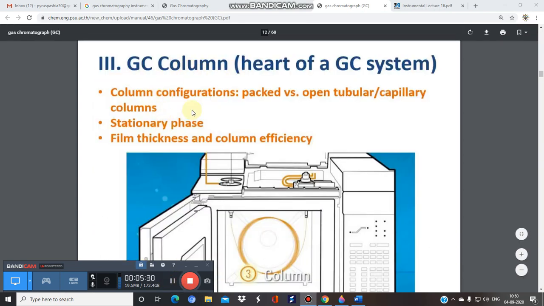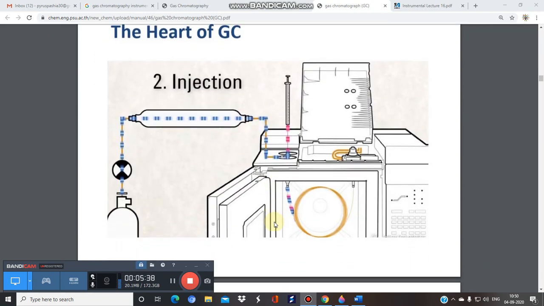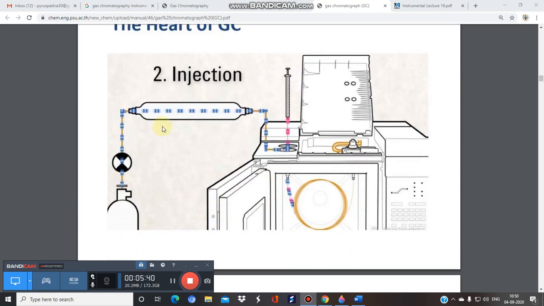The next important component is the column. It is the heart of the gas chromatography system. Why? Because it is the place where the actual separation takes place. Let's see how. This is a very fruitful diagram from my point of view, because it will make everything clear. This is your carrier gas, as indicated by the blue. And here is your sample injection system, marked by the color pink.